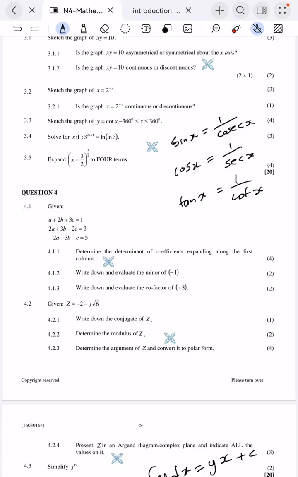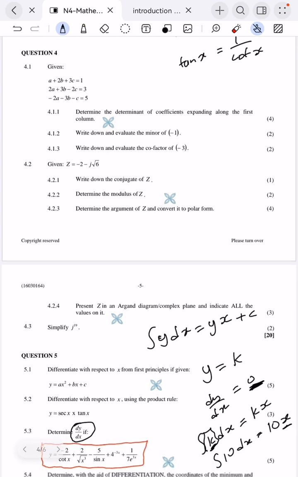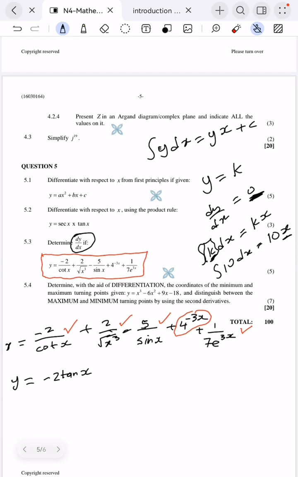These are co-ratios. So this applies to the opposite. Your cosec is also 1 over sine. Your sec is also 1 over cos. Your cot is also 1 over tan, right? So here I have 1 over cot. It becomes tan. You see, the minus 2 is still there.